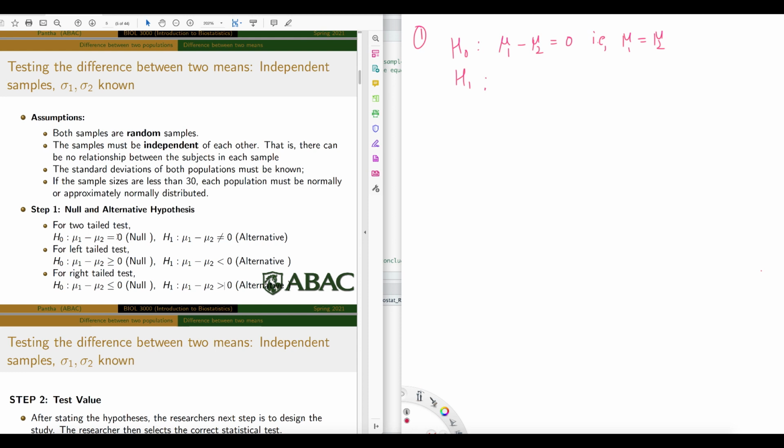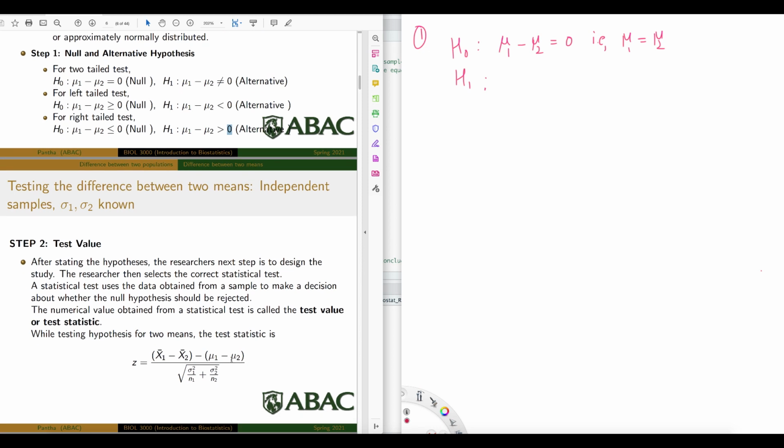Sometimes though, you can test the hypothesis for mu1 minus mu2 equals some number. That means if you are asked to test the hypothesis that the difference between the two means is 10, versus greater than 10, in that case you will have mu1 minus mu2 equals 10, and mu1 minus mu2 not equal to 10, or less than or equal to 10 versus greater than 10, like that. So instead of 0, you can have a number as well. No problem. You can test that type of hypothesis too.